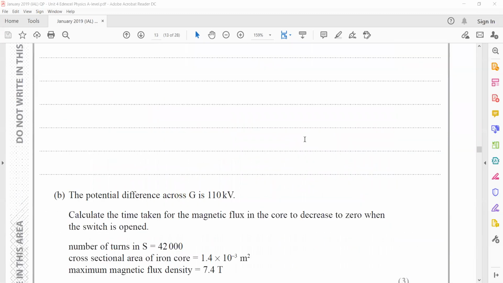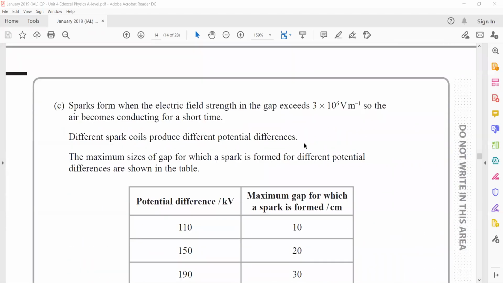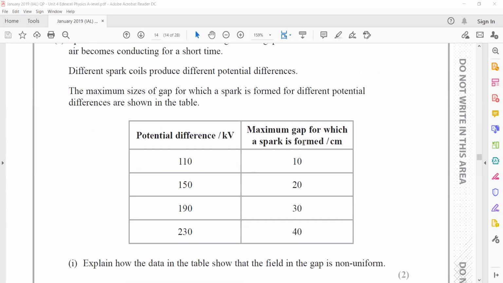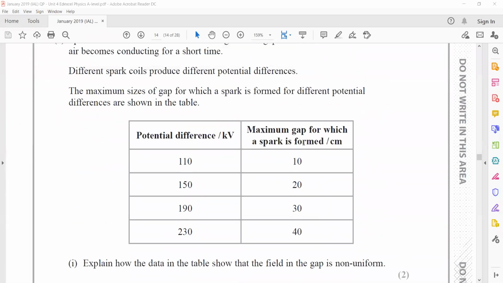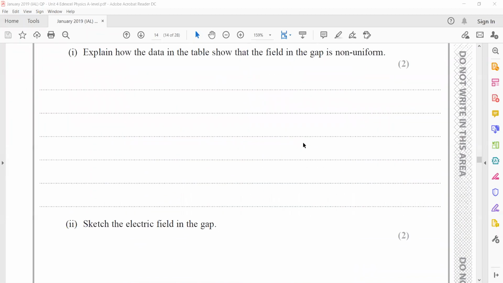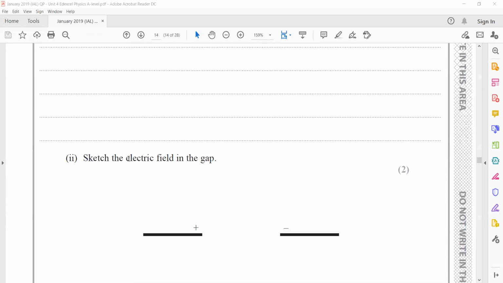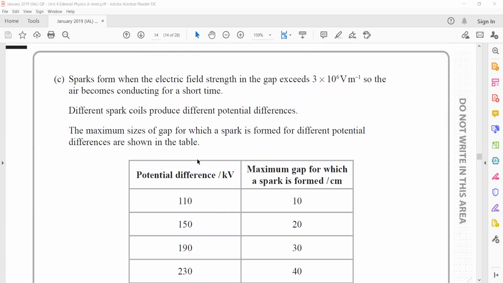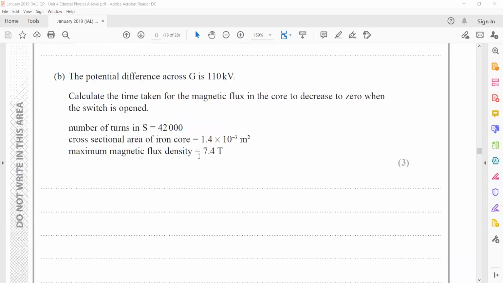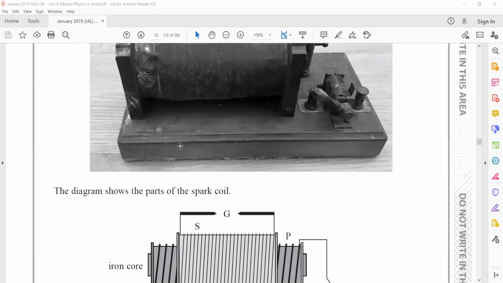This is related to magnetism. This part is related to the electric field. But I will just go through the question so that you will have an understanding of what happened.